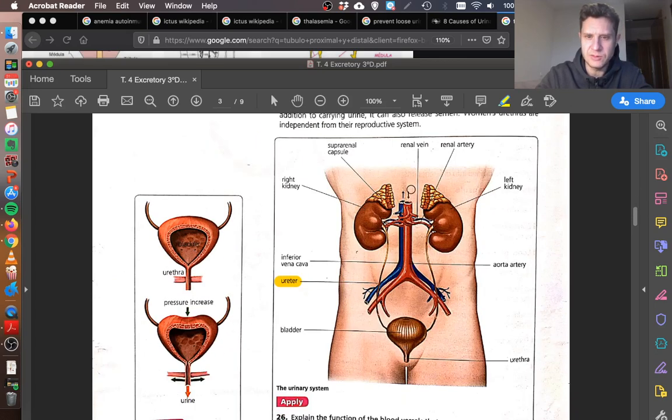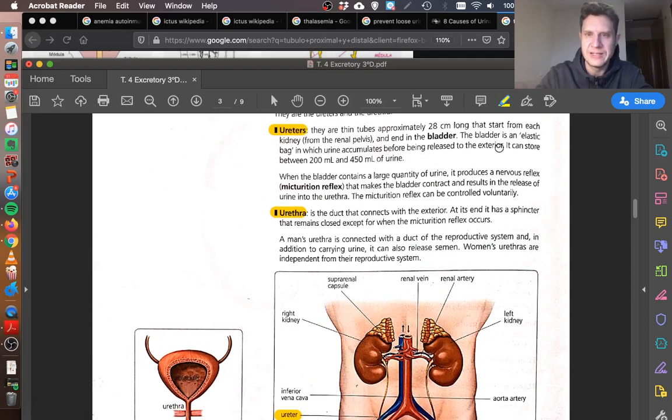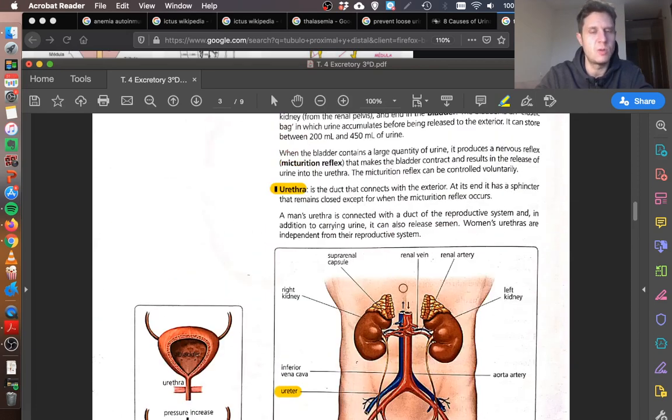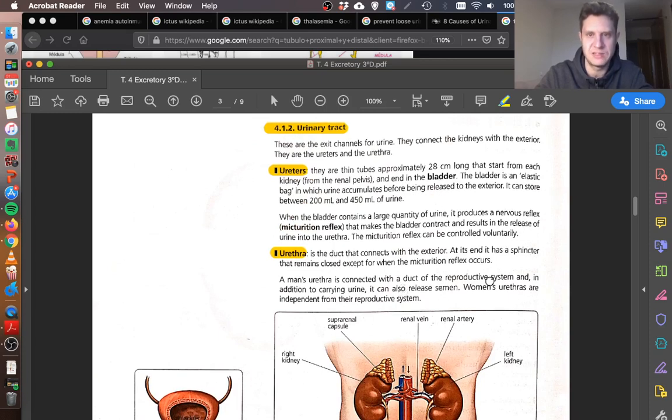And if they arrive to the bladder here, very good. The bladder is an elastic bag in which urine accumulates before being released to the exterior. It can store between 200 milliliters and 450 milliliters of urine. When the bladder contains a large quantity of urine, it produces a nervous micturition reflex. Okay, so we want to pee, basically.